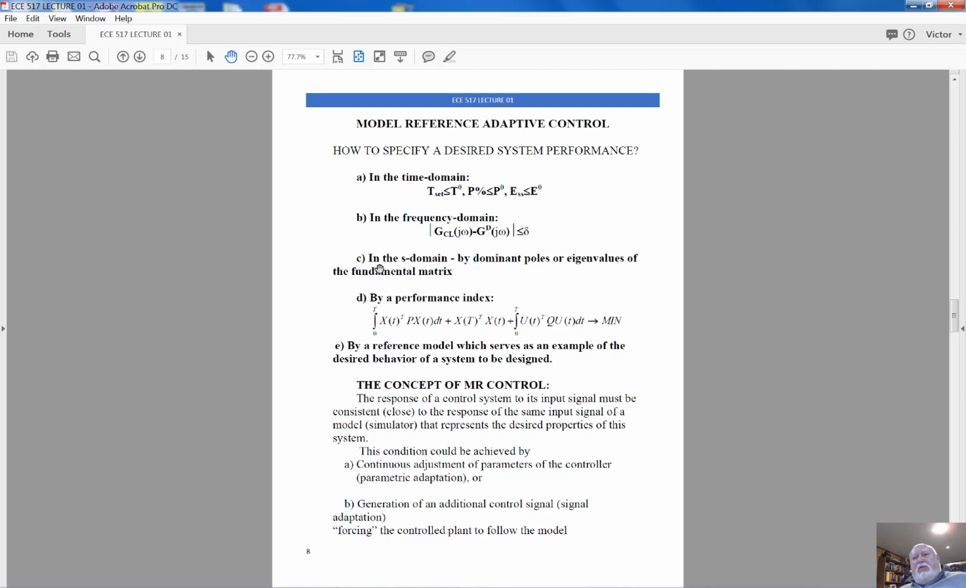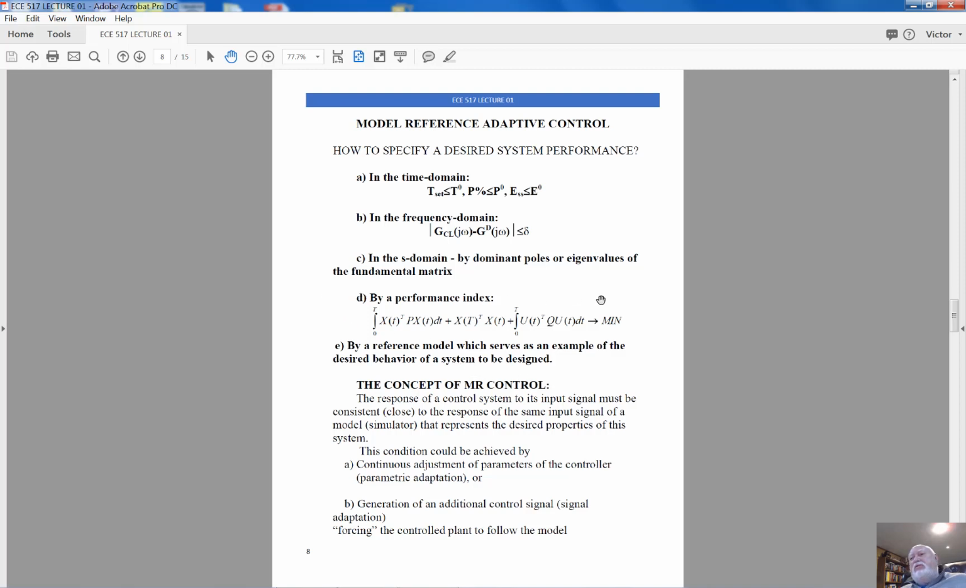The desired performance could be defined in the S domain by definition of dominant poles and eigenvalues of the fundamental matrix of the closed loop system. You know how to do it. And it could be done, of course, in the Z domain, if we would decide to use the Z domain design approach. There is another technique.